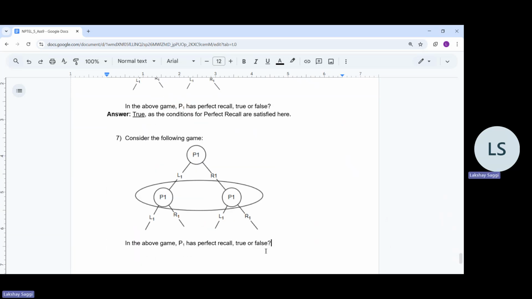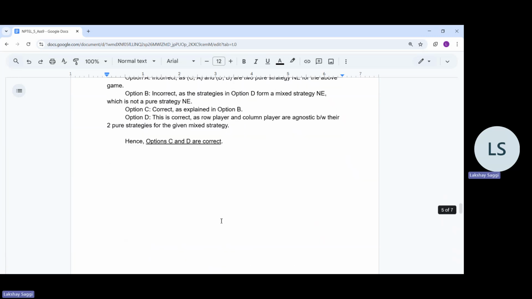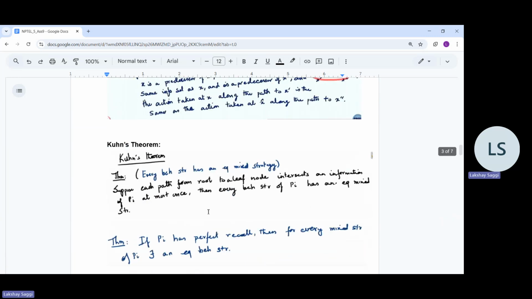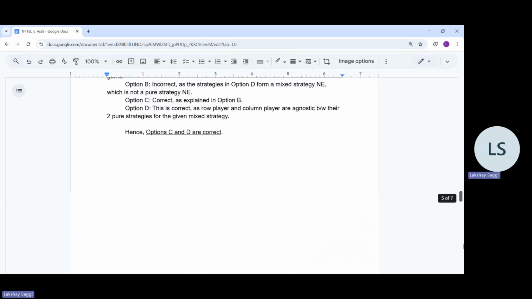And now let's move on to the seventh question, the last question for the day. It's again related to perfect recall. It's the same game which we had earlier, but this time around we have these two nodes of P1 in the same information set, right? So now maybe I'll just move the definition of perfect recall down here so that we can just check the conditions one by one.